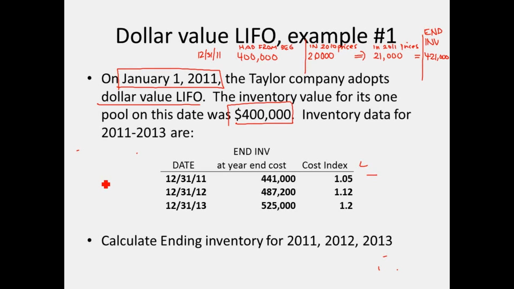Okay, so now I'm trying to figure out, do I have more or less inventory than I had at the beginning of last year? So take this and put it in base year prices. Remember, when we did that, we got 420 here. Okay, so in base year prices, we take 487,200 and divide it by 1.12. What do we get?